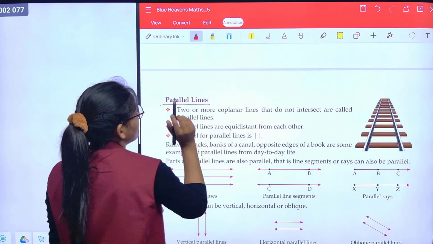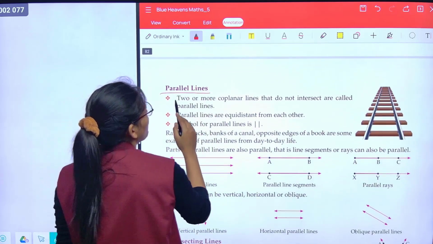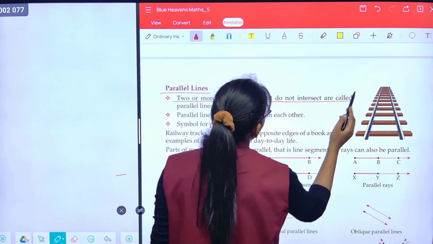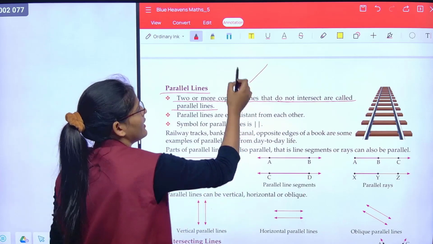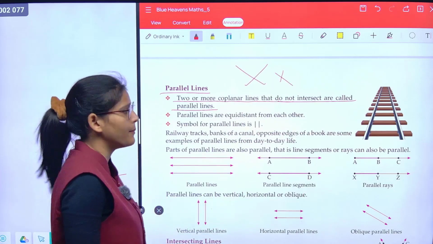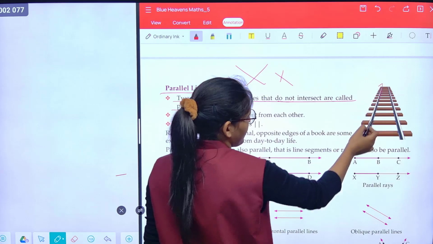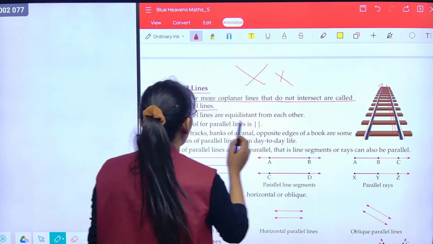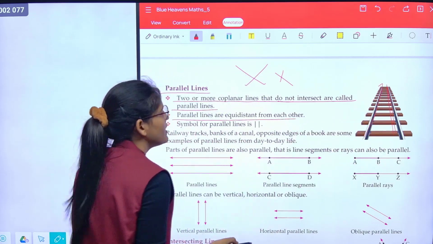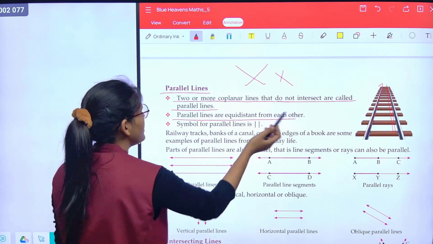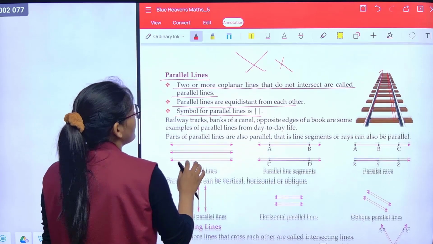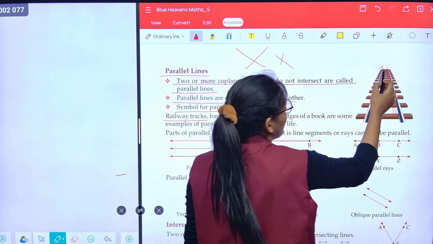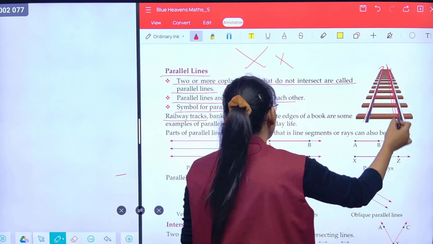Now parallel lines. Class, what are parallel lines? Two or more coplanar lines that do not intersect are called parallel lines. They will not intersect each other, class. Understand? Class, parallel lines are equidistant from each other. Symbol for parallel lines is this. Now this railway track, class, is an example of parallel lines.